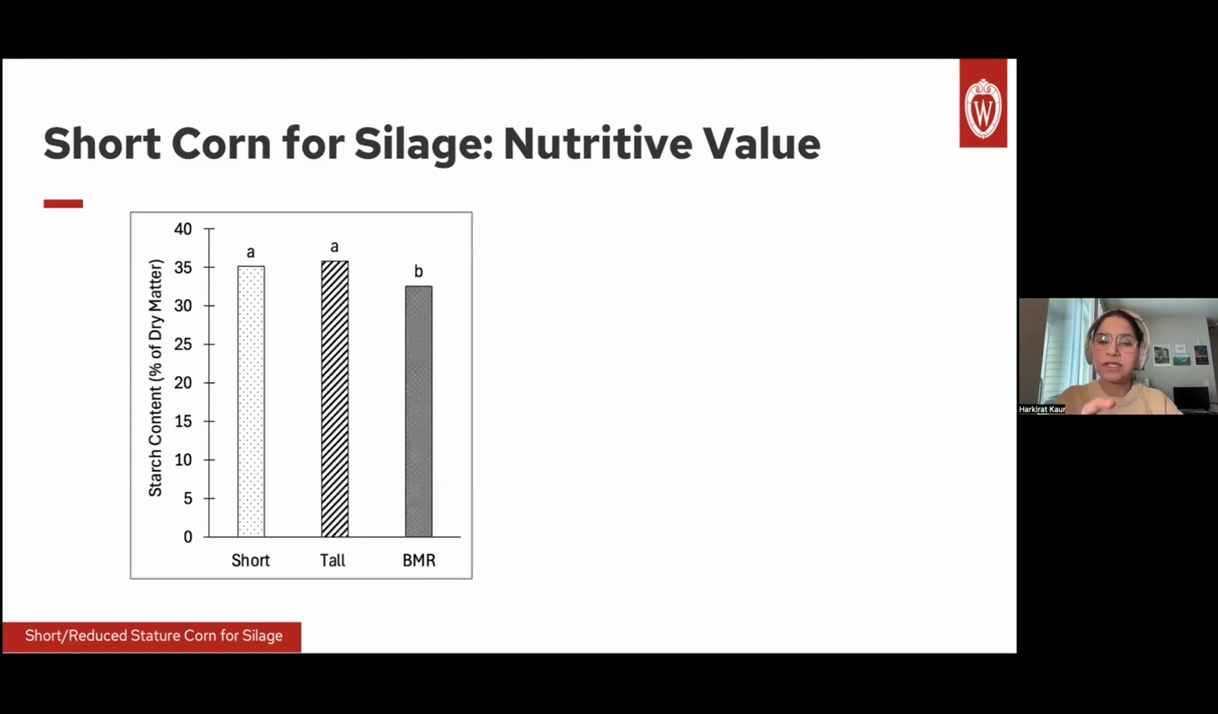But I would like to specifically highlight this point over here. The range that we were seeing in the shorter corn hybrids was anywhere between 31% to 37%, which was not true for the taller hybrids. So there was a lot of variability among the hybrids in the case of the shorter corn hybrids. So again, reiterating my previous point, we are in this selection phase where we would be trying to select for the hybrids which have more desirable characteristics for our needs.